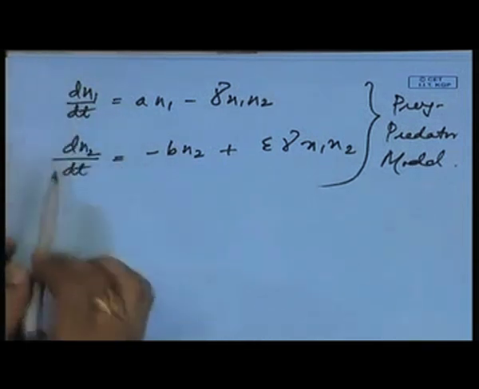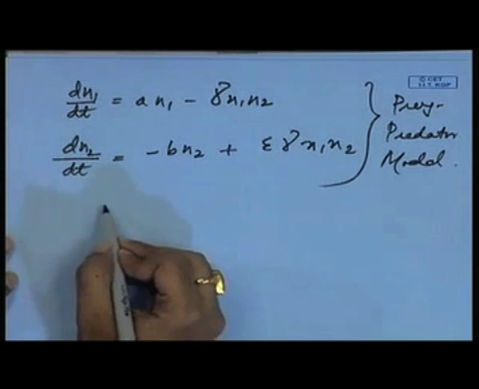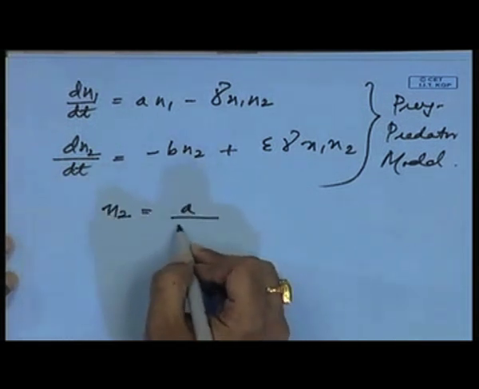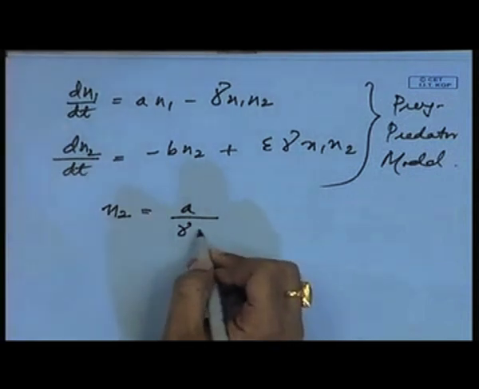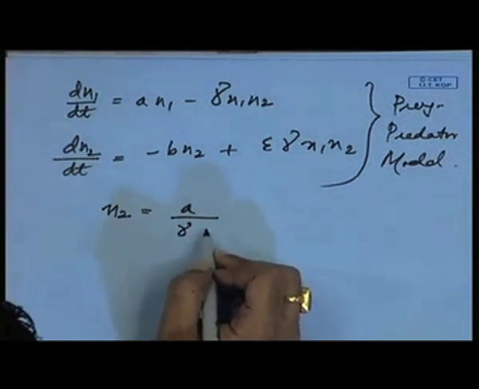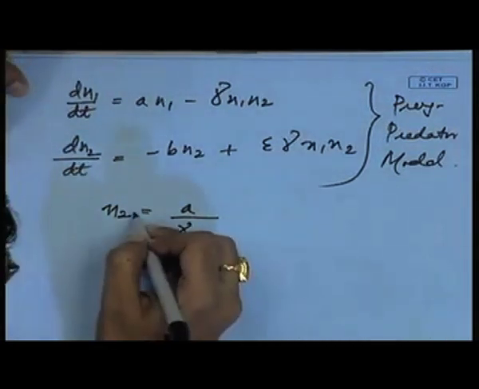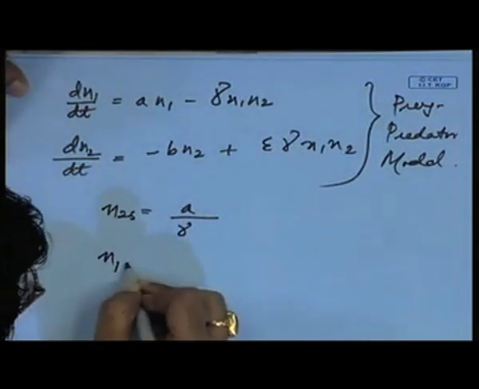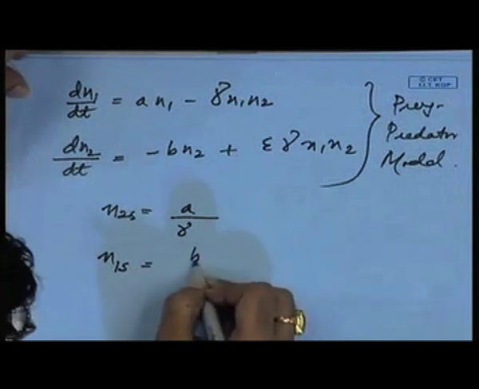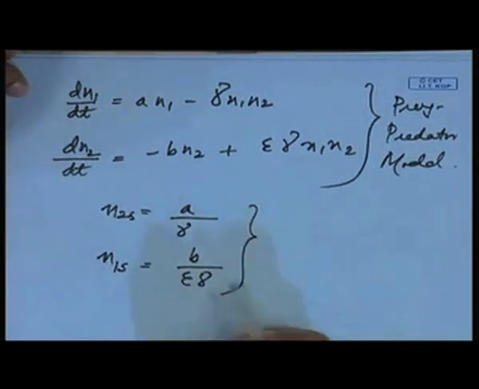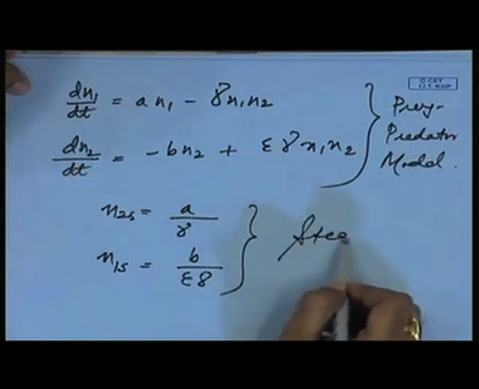So, if I equate the left hand side to 0, then the first equation would give me N2S equals A over gamma, and the second equation would give me N1S equals B over epsilon gamma. So, these are my steady states.